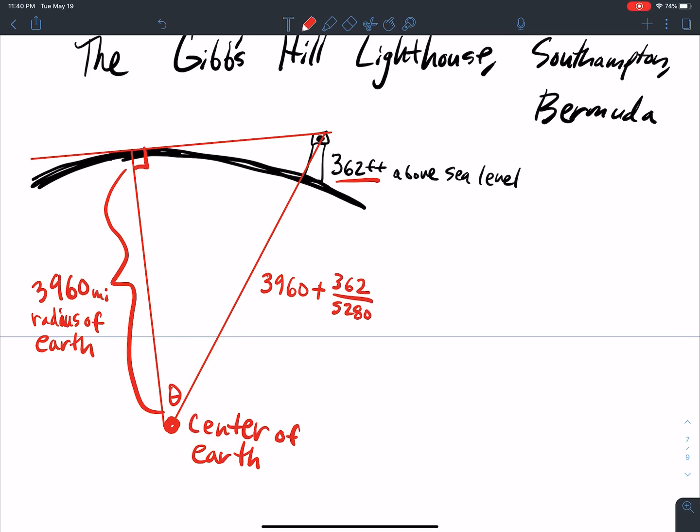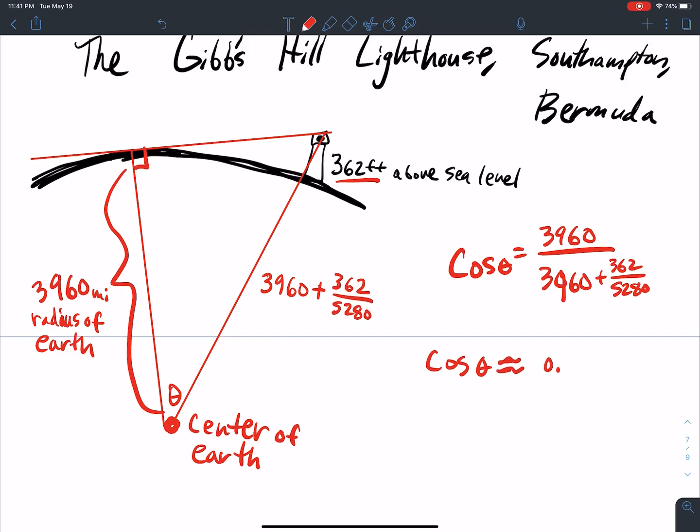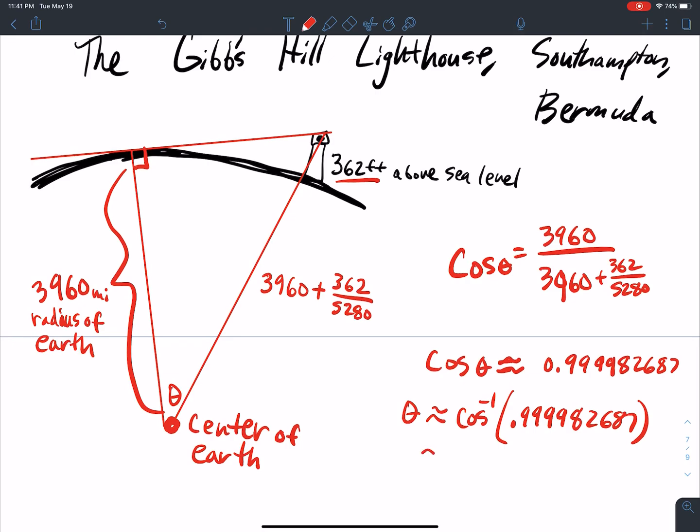So how do I work this problem? Well, this is adjacent divided by hypotenuse. So the cosine of theta is equal to 3960 divided by 3960 plus 362 over 5,280. So the cosine of theta is roughly 0.999982687. Now, if I do the cosine inverse on both sides of 0.999982687, then I'm going to get roughly 0.33715 degrees.